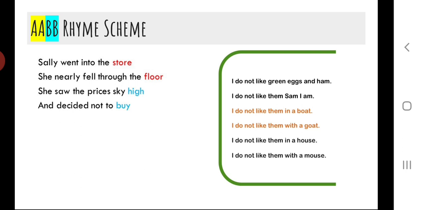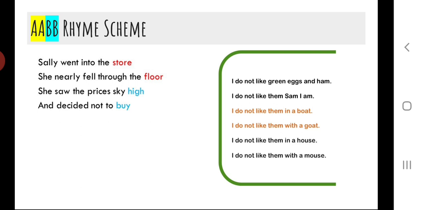And decided not to buy. Buy, high. This is why it's important to read poetry out loud, because the English language is wonky. And you look at the words on paper, high, buy, they don't look like words that would rhyme. So if you're just kind of skimming through the last words, be careful with that, because sometimes they get tricky. So here you have sky, high, and buy. They're all spelled different ways, but they all end in the sound I. So high and buy rhyme. So that makes the rhyme scheme AABB.